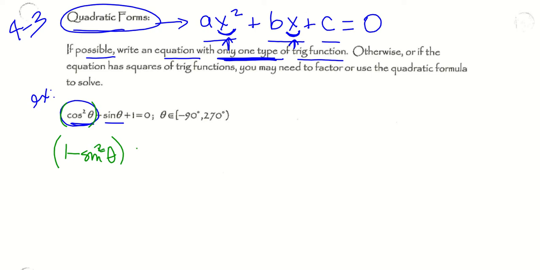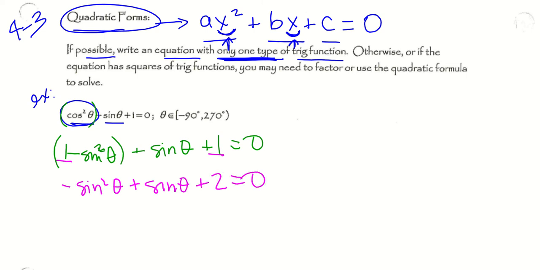So to that we are adding the sine of theta plus 1 equals 0. So I solved one problem. I have one type of trig function, the sine, instead of 2, but I've created another problem, and now I have 4 terms. But, right, can't we add this one and this one together? Again, you say, yes, we can. So now we have a negative sine squared of theta plus our sine of theta plus 2 equals 0.